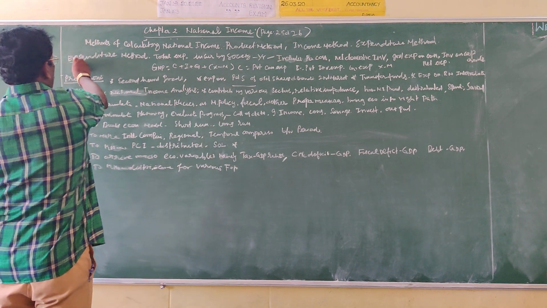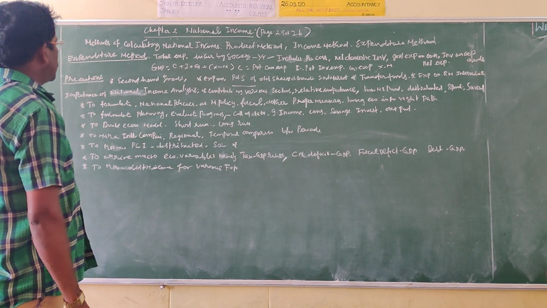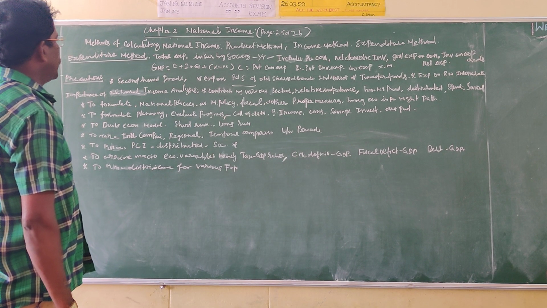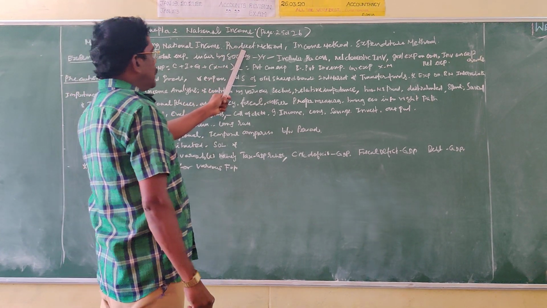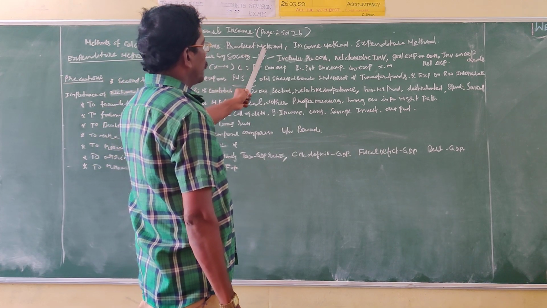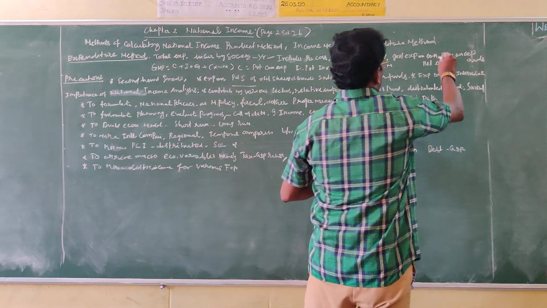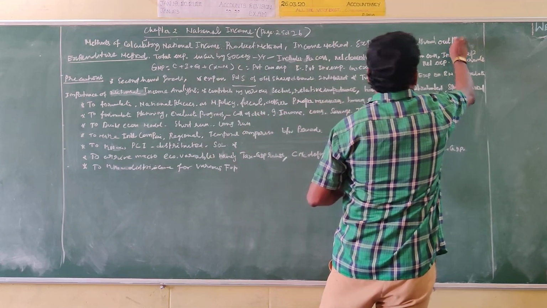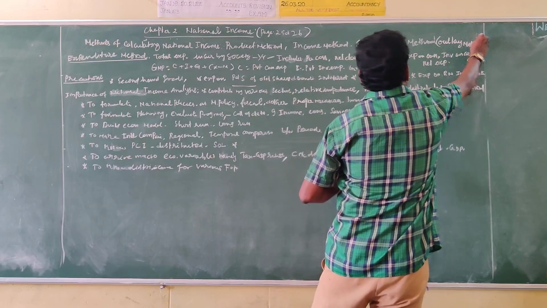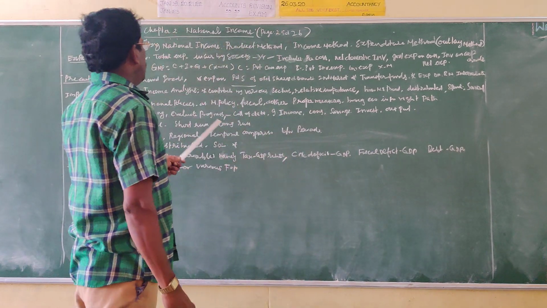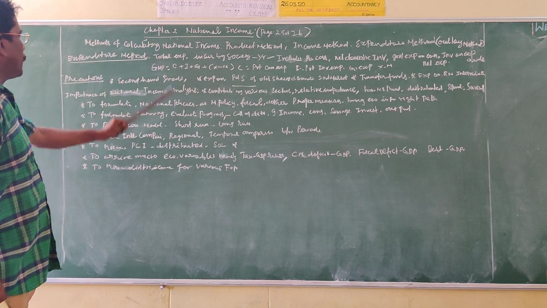So that is the end of the methods of calculating national income. So far we have discussed three methods of calculating national income, namely the product method, inventory method or value added method; the income method or factor adding method; and the expenditure method or outlay method. So that is the end of the three methods of calculation of national income.